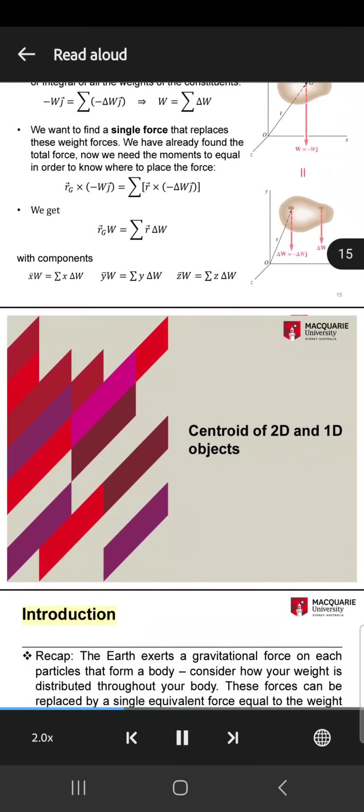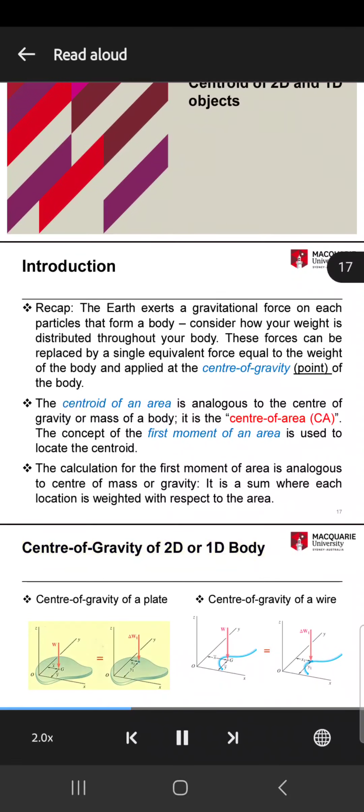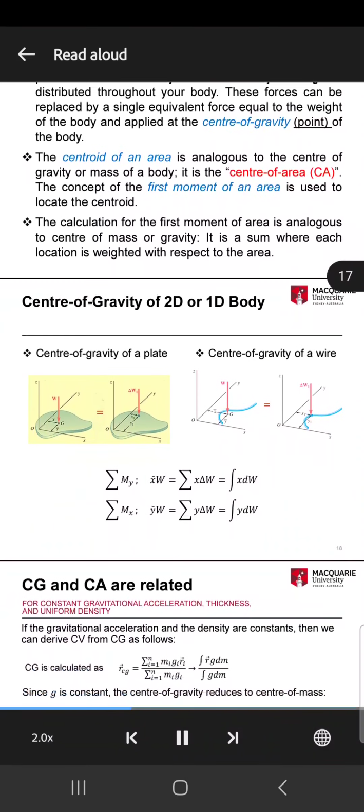Centroid of 2D and 1D objects. Introduction. Center of gravity of a 2D or 1D body. Left figure, a generically shaped plate in the xy plane, and the location of the center of gravity. Right figure, the location of an infinitesimally small portion of the plate.